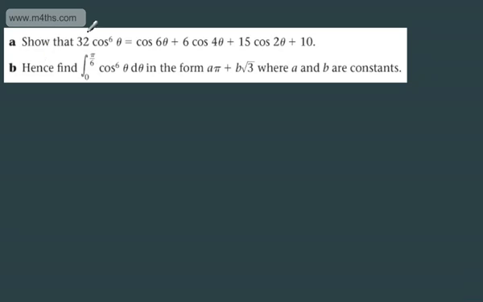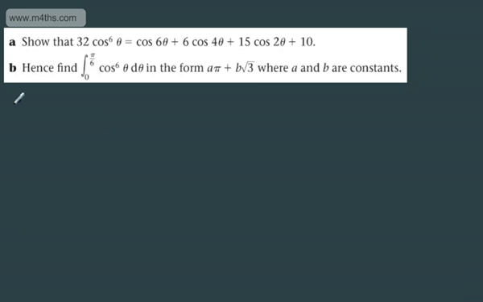We're asked to show that 32 cos to the power of 6 theta is cos 6 theta plus 6 cos 4 theta plus 15 cos 2 theta plus 10, and in B, hence find the integral from 0 to pi by 6 of cos to the 6 theta d theta in the form a pi plus b root 3, where a and b are constants. So if that makes no sense, please watch the videos before this. I'm going to go through it fairly quickly.